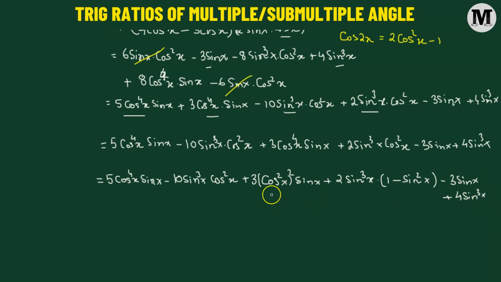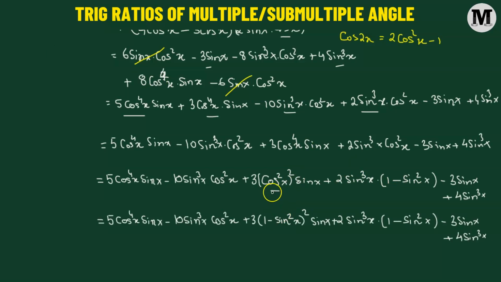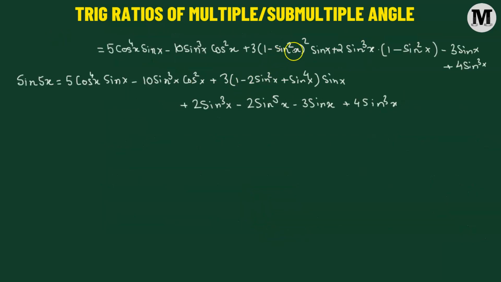The reason why we converted this cosine x raised to the power of 4 into cosine squared x whole square, because we can replace cosine squared x with 1 minus sine squared x. So here I have replaced the value of cosine squared x with 1 minus sine squared x. Then the next step, what we'll do, we'll expand this. So here we have expanded 1 minus sine squared x whole square to get 1 minus 2 sine squared x plus sine x raised to the power of 4. Also, I have multiplied 2 sine cubed x times 1 minus sine squared x to get 2 sine cubed x minus 2 times sine x raised to the power of 5.